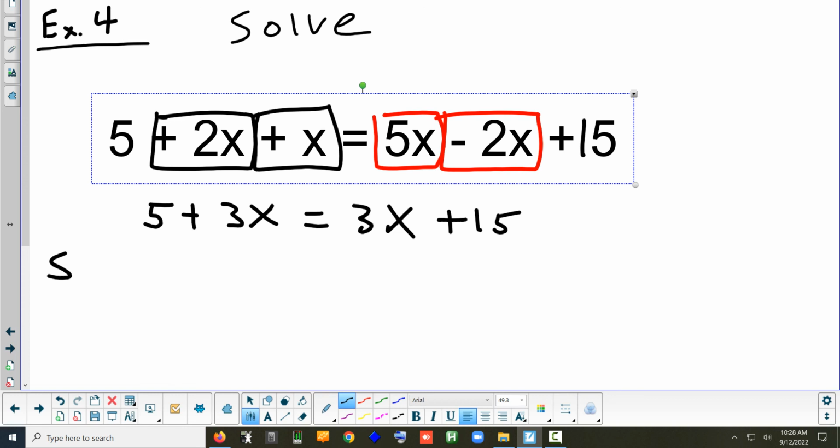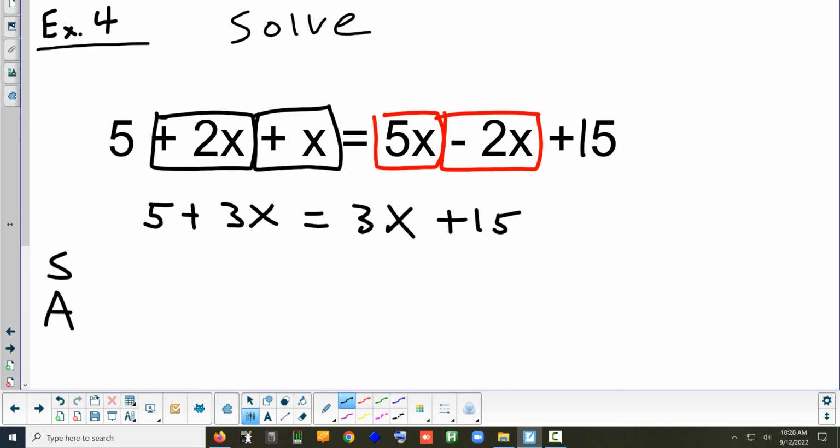Natalie, what's the next letter after the S? A, which stands for? Addition and subtraction. Does anybody see what I could do on both sides to put all the x's on one side? Yeah? So we want to put all the x's on one side. Yep. Subtract 3x from both sides.